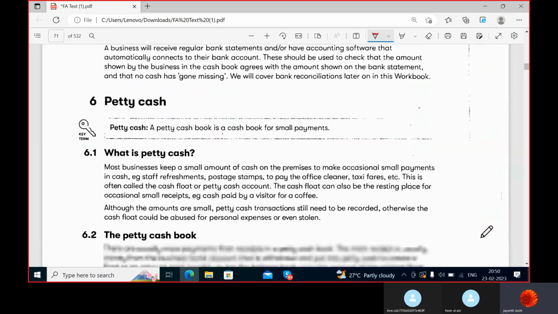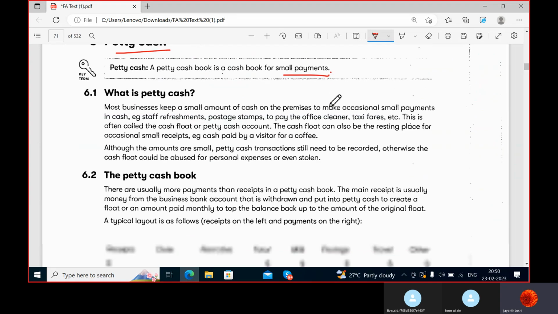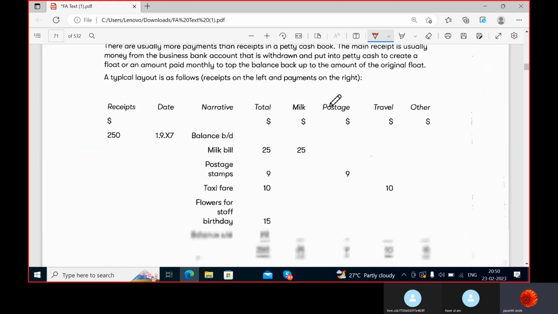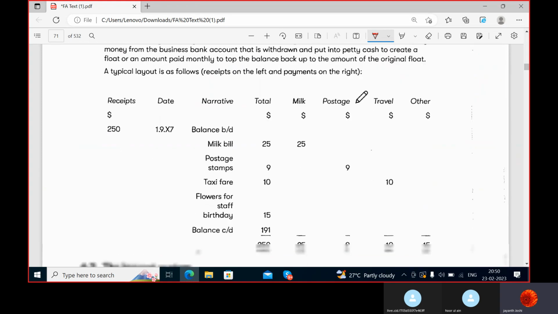So now the last and final topic of subsidiary books, books of prime entry, is the petty cash book. See, petty cash is nothing but a book maintained to record very small or very petty payments. Okay, we'll see that. So you have this petty cash book example, similar to a cash book in a horizontal format.